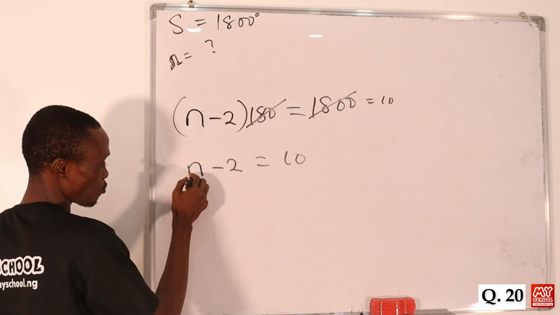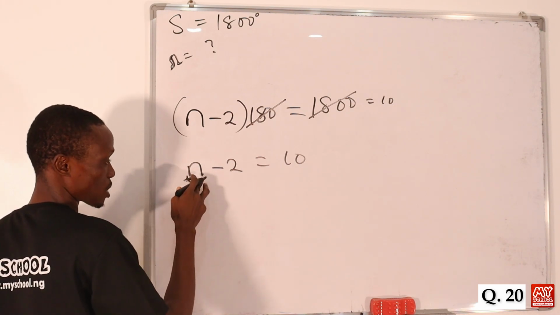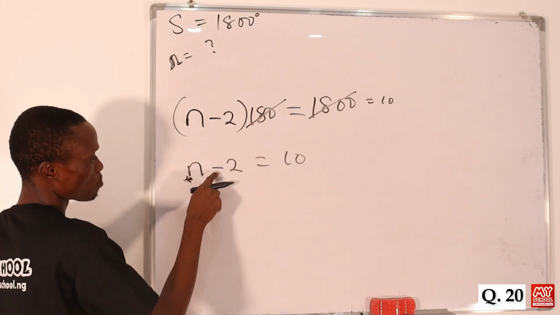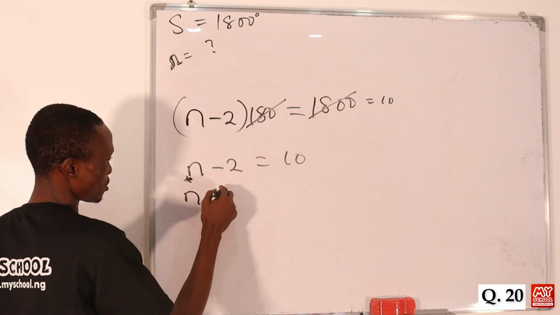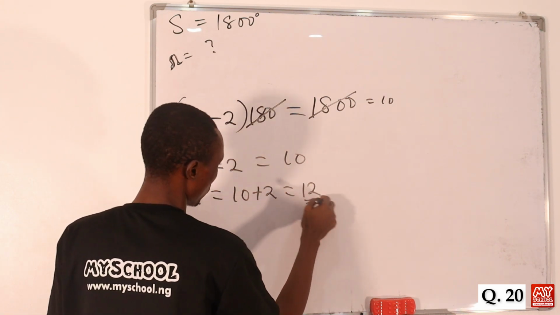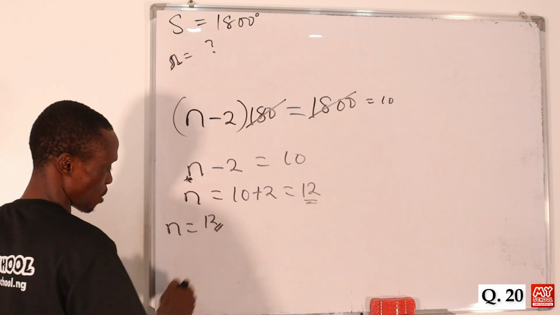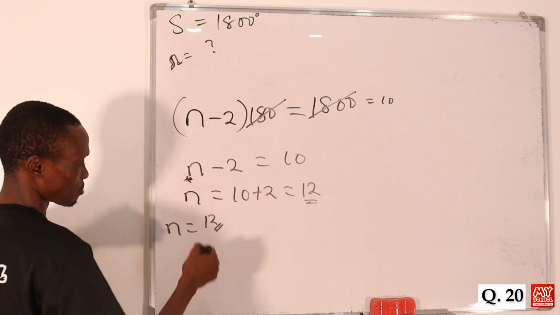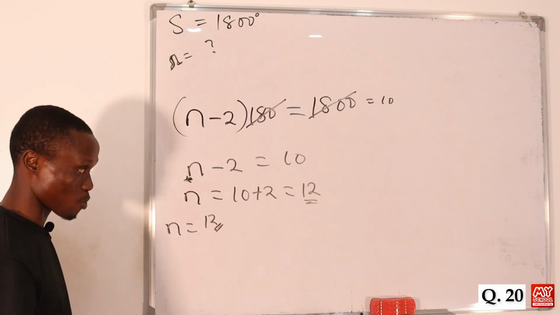Since we are looking for the number of sides, we can make the number of sides the subject of the formula by moving minus 2 to the other side of the equation, so that n is equal to 10 plus 2, and that will be equal to 12. So the number of sides of the polygon is 12. Remember that we are asked to calculate one of the exterior angles of the polygon.